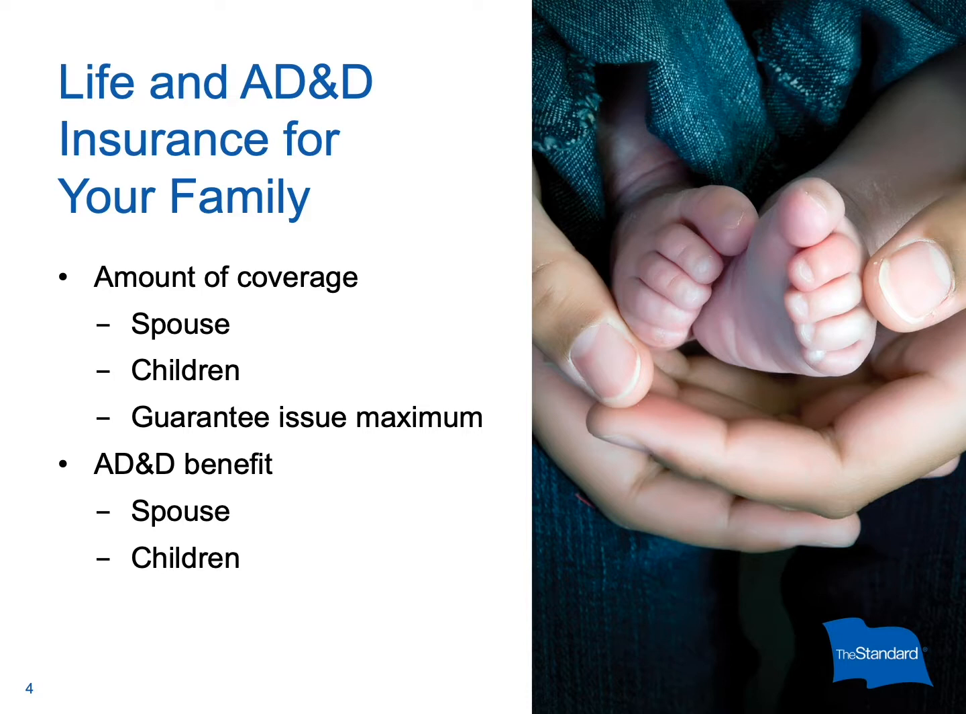If you buy AD&D insurance for yourself, you can also buy AD&D coverage for your dependents. You may select AD&D insurance coverage in $10,000 increments from $10,000 to $500,000 for your spouse, and in $2,000 increments from $2,000 to $10,000 for your child. The elected life and/or AD&D amounts cannot exceed your life and/or AD&D amounts.